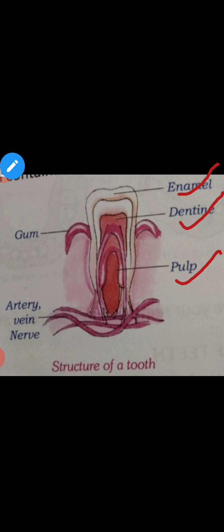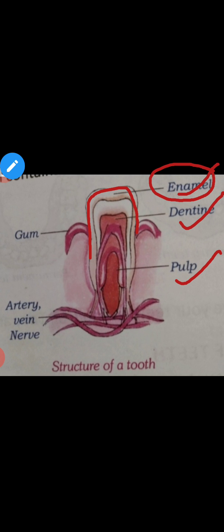Enamel is the outermost layer of the tooth. You can see here that it is the outermost layer. Enamel is the outermost layer of the teeth, and it is the hardest substance in our body. In many competitive exams the questions arise from here: which is the hardest substance in our body? So the answer will be enamel.